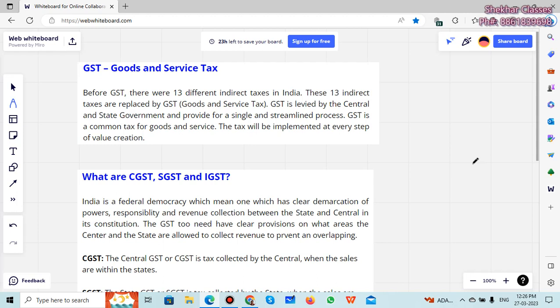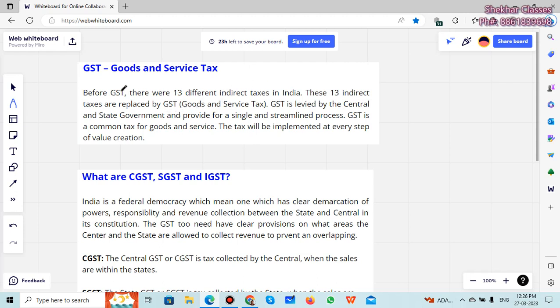Okay, this chapter is about GST. Now, what does GST stand for? G stands for goods, S stands for services, and T stands for tax. So we call it goods and services tax. The short and abbreviated form is GST.